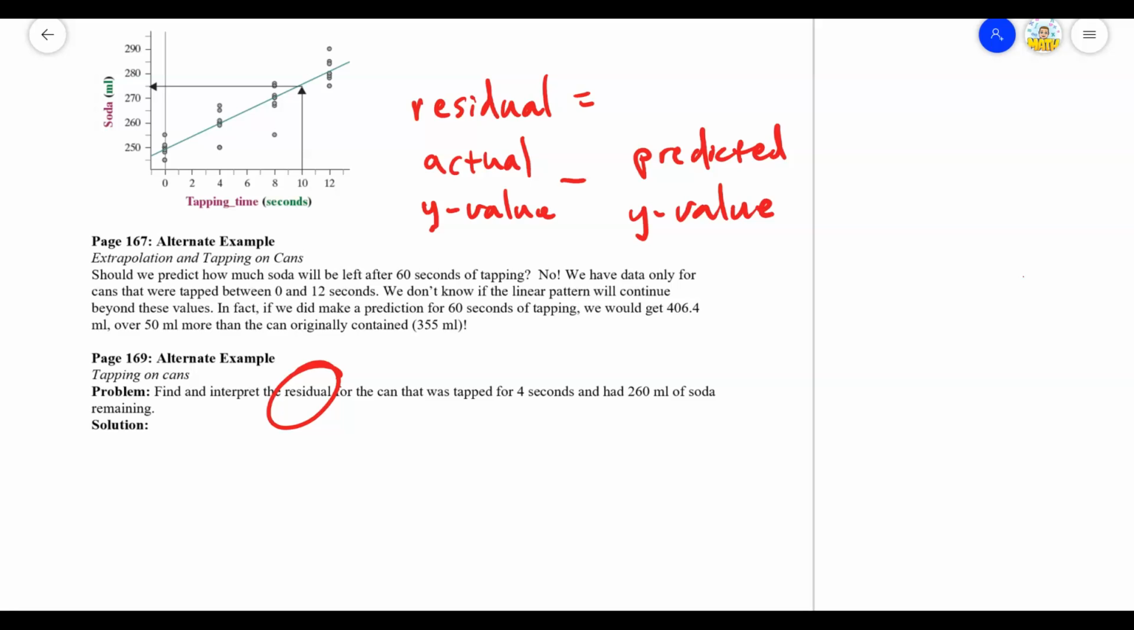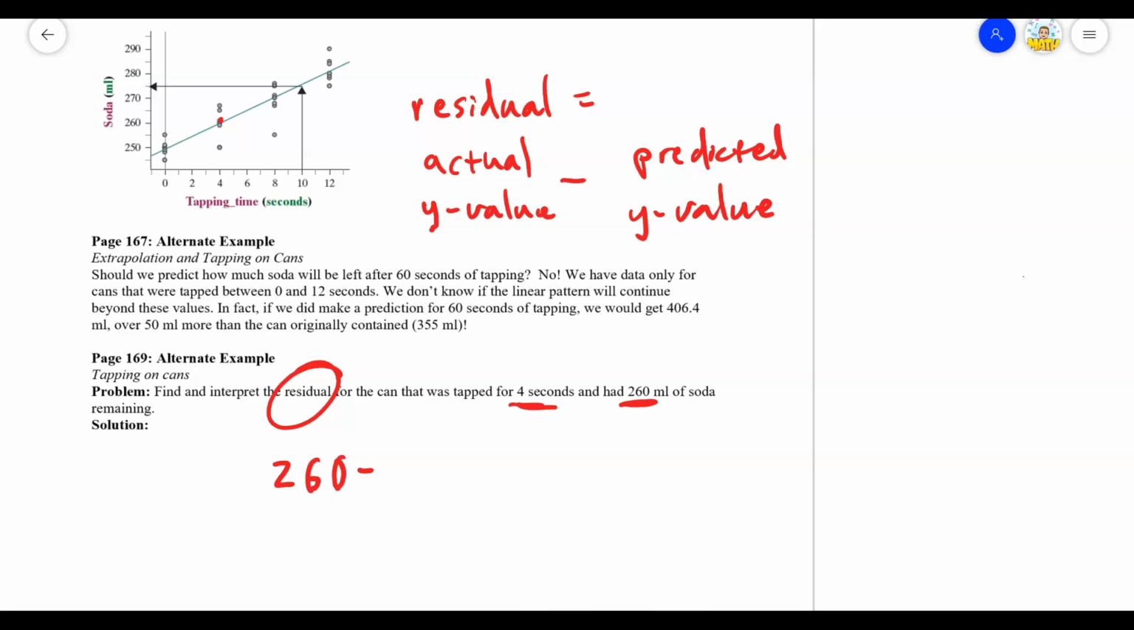All right. So for example, they're asking me for the residual for a can that was tapped 4 seconds and had 260 milliliters of soda in it. So let's see if we can locate that. It's right here. It's almost on the least squares line. Looks like it's pretty close, which means it's going to have a really small residual if we do this correctly. So I need to take the actual amount of soda, which was 260. And I need to subtract from that the predicted amount. To subtract the predicted amount, remember we need the least squares regression equation.